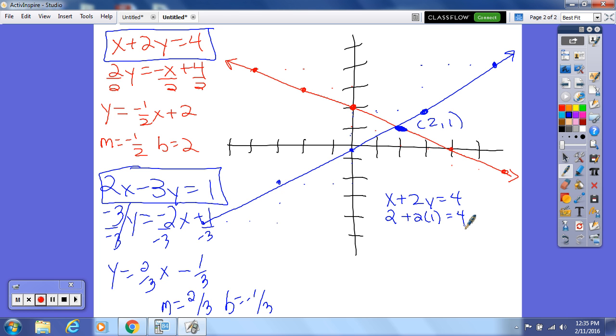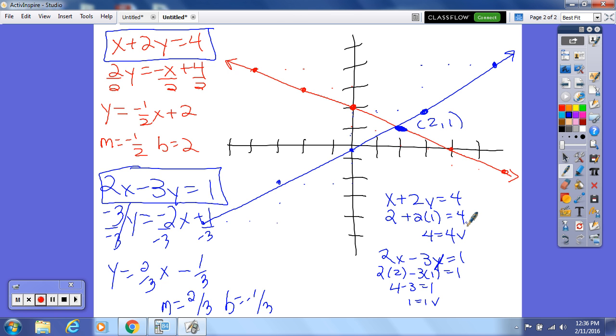All right, so it works for this one. You got to make sure it works for both of them. That's one of the mistakes people will make: they'll only check one of them. So if you ever have a question, always just plug it back in. So 2 times 2 minus 3 times 1. So 4 minus 3, does that equal 1? Yes and yes. So that was right. Okay? We good with that?